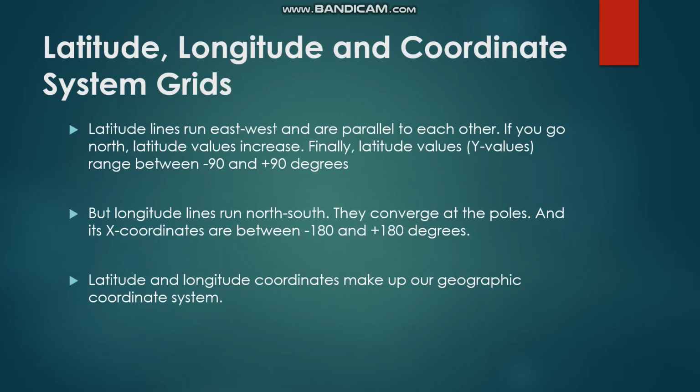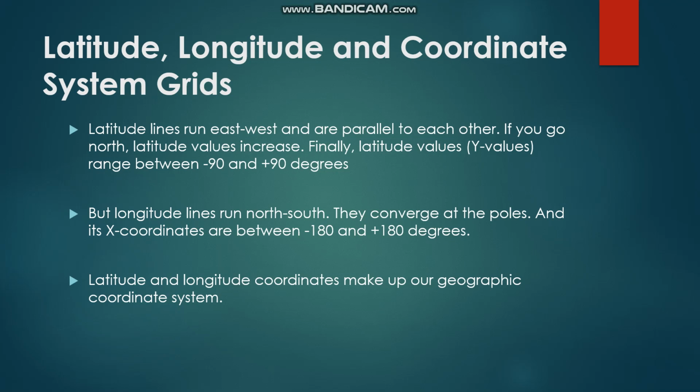Latitude lines run east-west and they are parallel to each other. If you go north, latitude value increases. Finally, latitude values range between minus 90 and plus 90 degrees. But longitude lines run north-south. They converge at the poles and their x-coordinates are between minus 180 and plus 180 degrees.